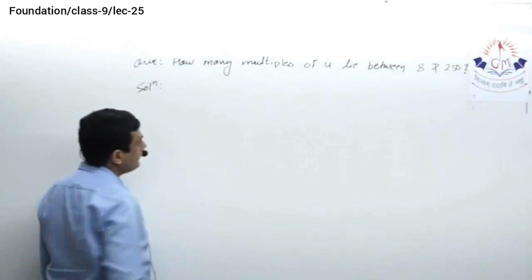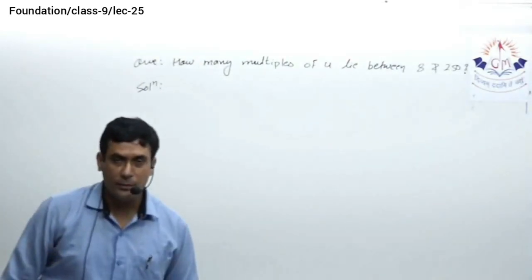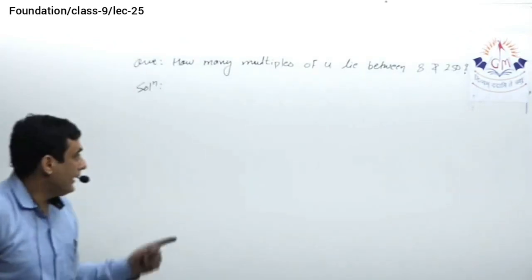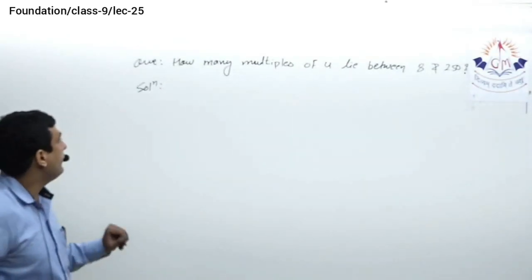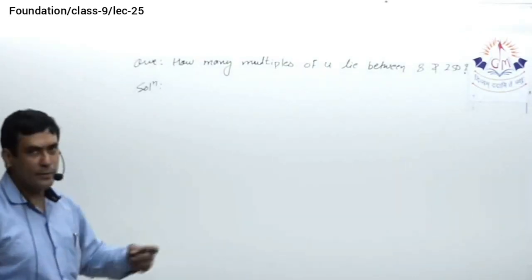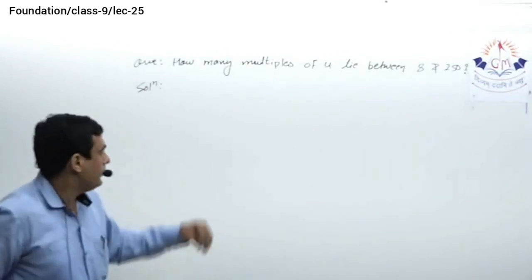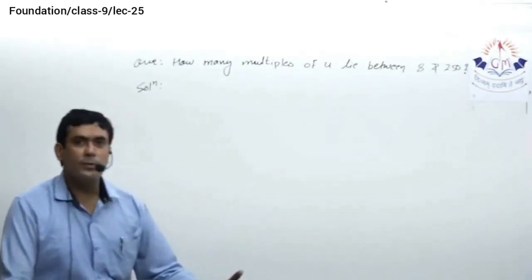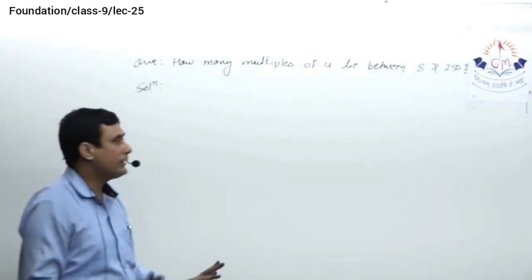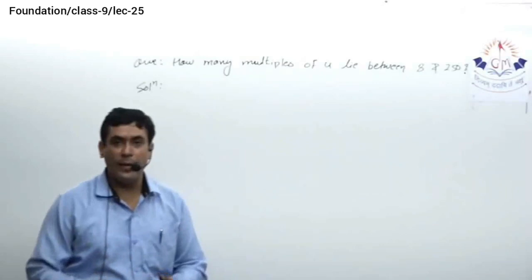Almost similar to that. So first of all, we have to find the first multiple of 4 which lies between 8 and 250. Then we have to find the second multiple. That is very easy. After finding the first multiple of 4, or the first multiple of whatever number is given between the two given numbers, it is easy to find the next number.